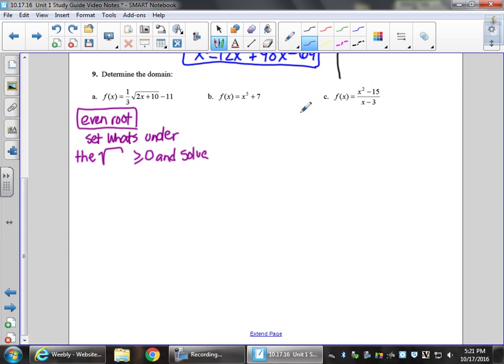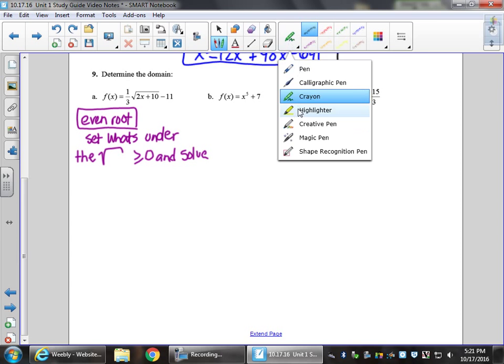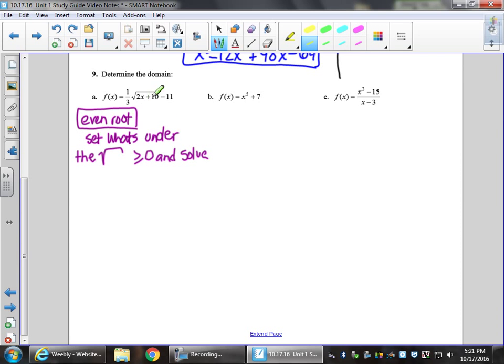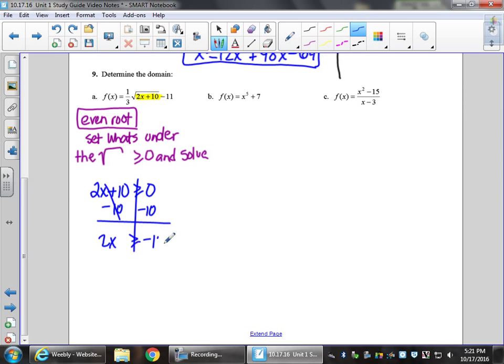So in this case, what's underneath the root is 2x plus 10. All I care about is what's underneath the root. So we're going to take 2x plus 10 greater than or equal to 0, subtract 10 from both sides. 2x greater than or equal to negative 10, divide by 2. Notice, the inequality sign is not going to change here because you did not actually divide by a negative. Yes, the 10 is negative, but you did not divide by a negative. So domain, all real numbers x greater than or equal to negative 5, and we're done.